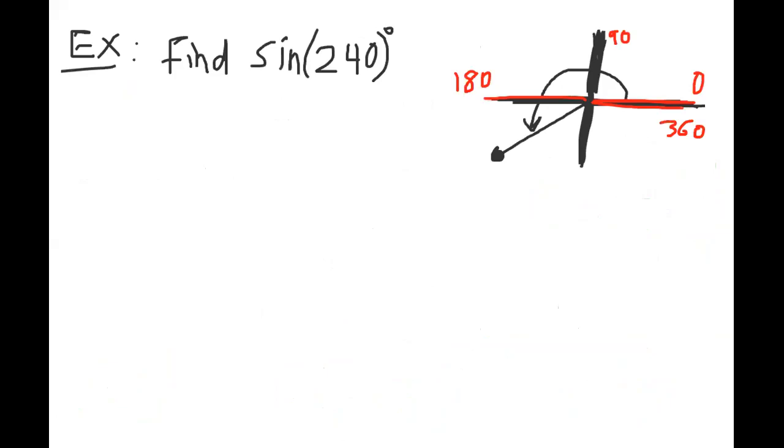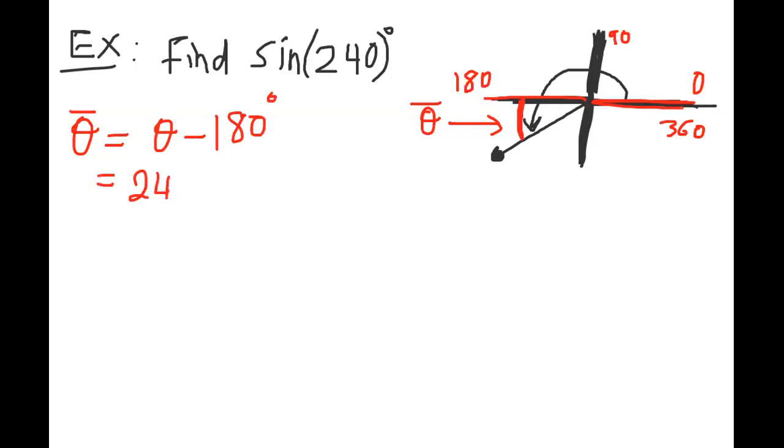Okay, going back to the example. So the reference angle is between this side and this side. This is the reference angle. So again, by using the rules, the reference angle is equal to the angle minus 180 degrees. So this equals 240 minus 180, and this gives me 60 degrees. This is the reference angle, and again, this is the reference angle in the graph.